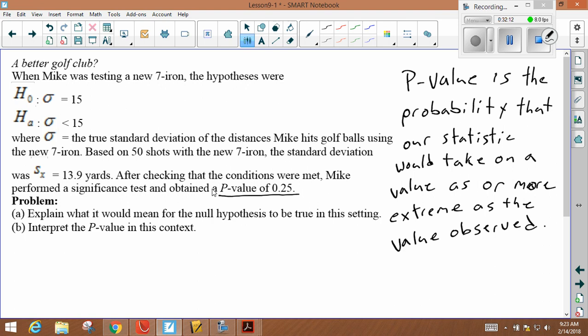And so in this case, this p-value is saying that there's a 0.25 probability. The probability that the standard deviation would be 13.9 yards is 0.25, right? So 25% of the time, we would expect the standard deviation to be that extreme. All right, so I guess I already did this.